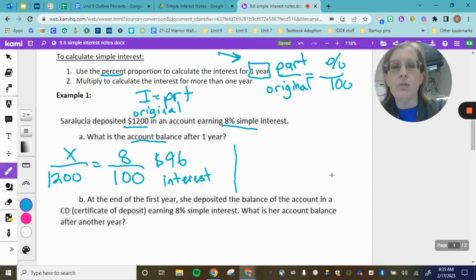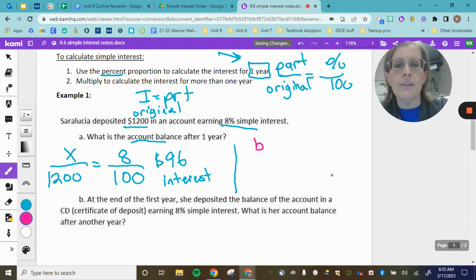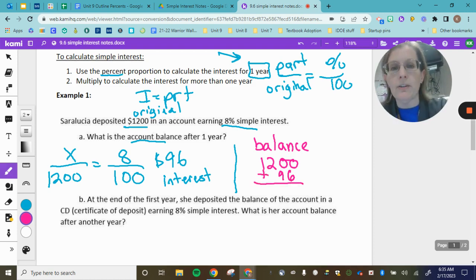But that's not what the question is asking. The question is asking you for the bank balance. So your balance in your bank account is how much money you have in there. So she started with $1,200. Then the bank will put in $96, and we will add those together to get $1,296, I'm sorry, in her total bank. That's how much total is in her bank account.